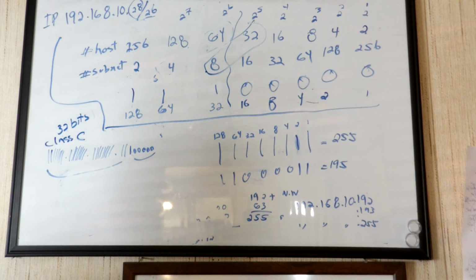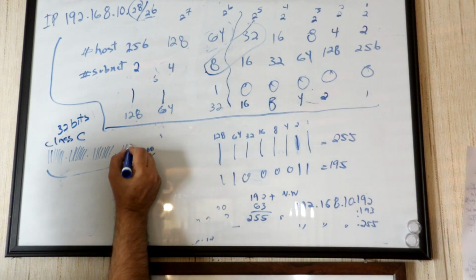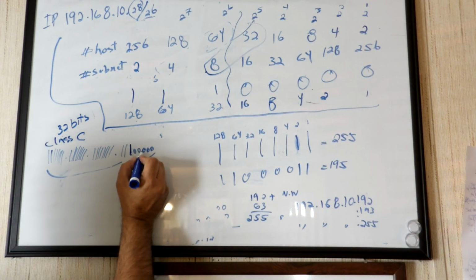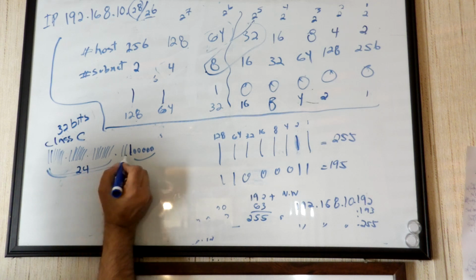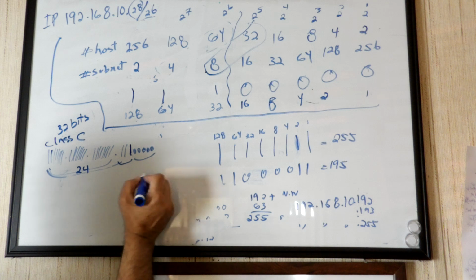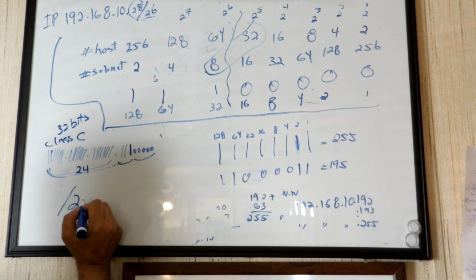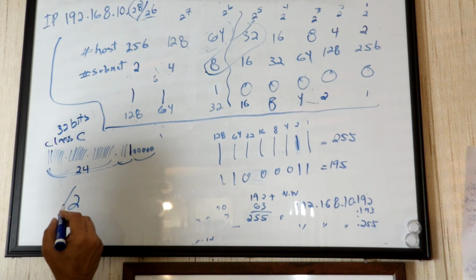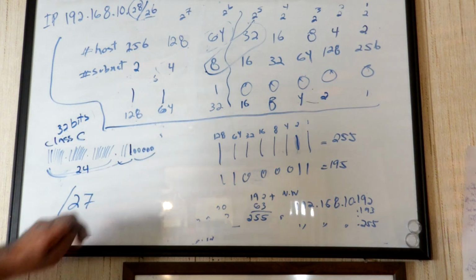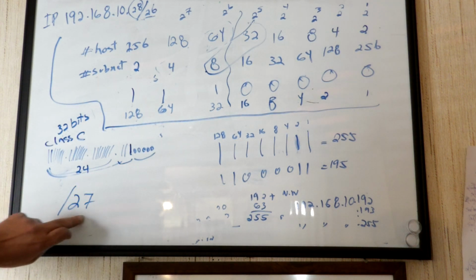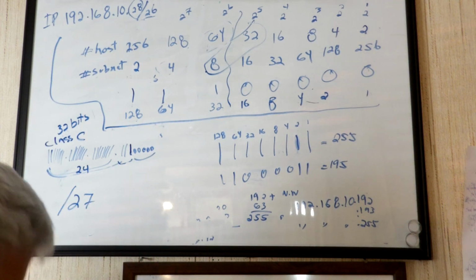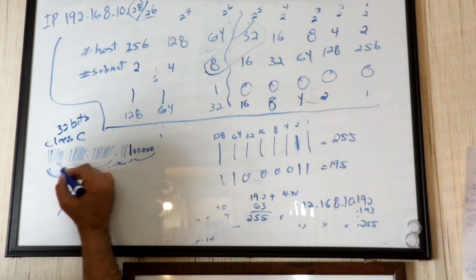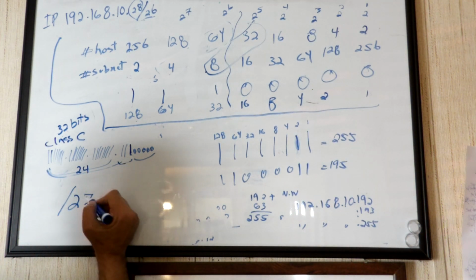Okay, write it in CIDR notation. We have something like this: from here to here is 24, and then we have 3 more ones, so 27 here. What does 27 mean? It means there are 27 ones. There are 8 here, 8, 16, 24, plus 3 is 27.